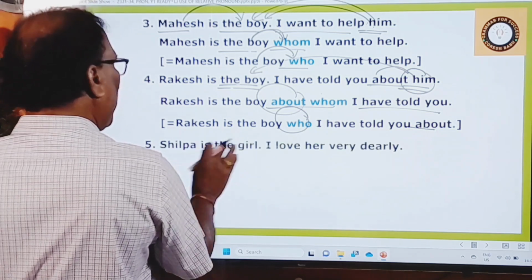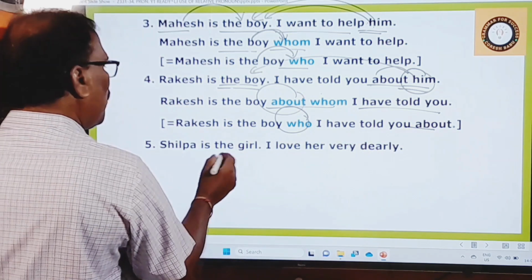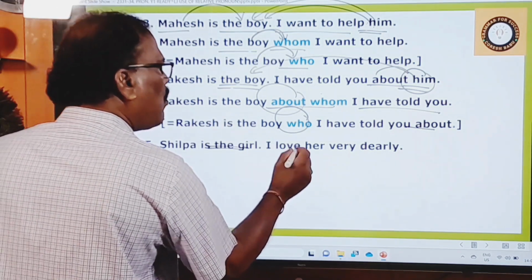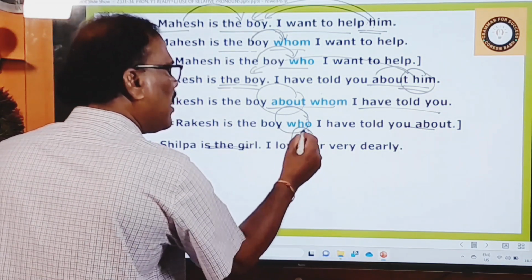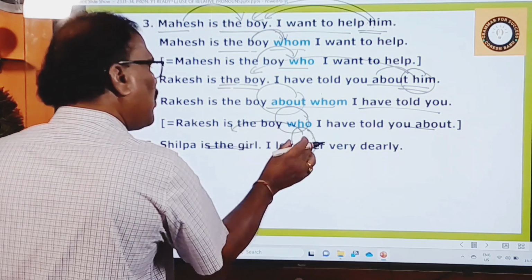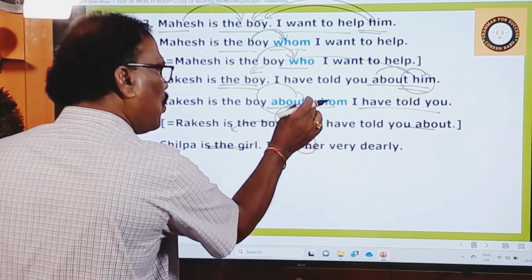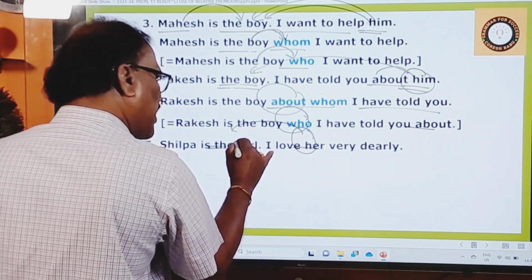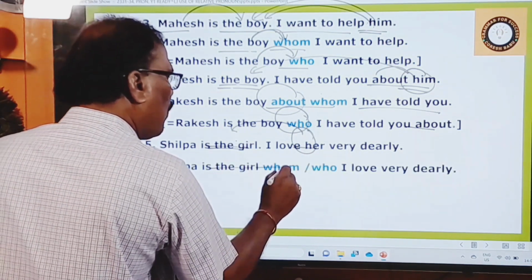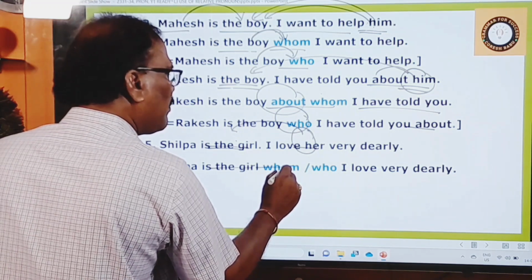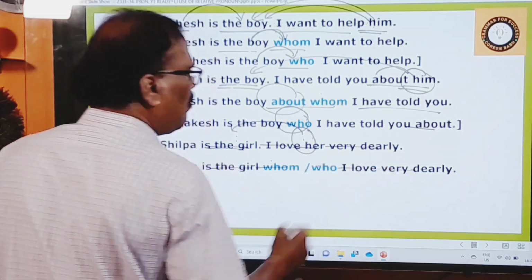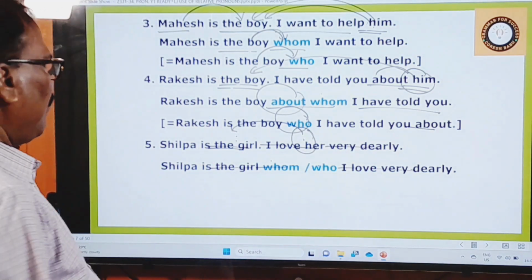And here, Shilpa is the girl. I love her very dearly. So you are talking about the girl, that is Shilpa, and in the second sentence, I love her very dearly. This her is an objective case pronoun, referring to this girl. So instead of her, we have to use whom, placed immediately beside this girl. Pay attention: Shilpa is the girl whom I love very dearly. Or who I love very dearly. You can say either.